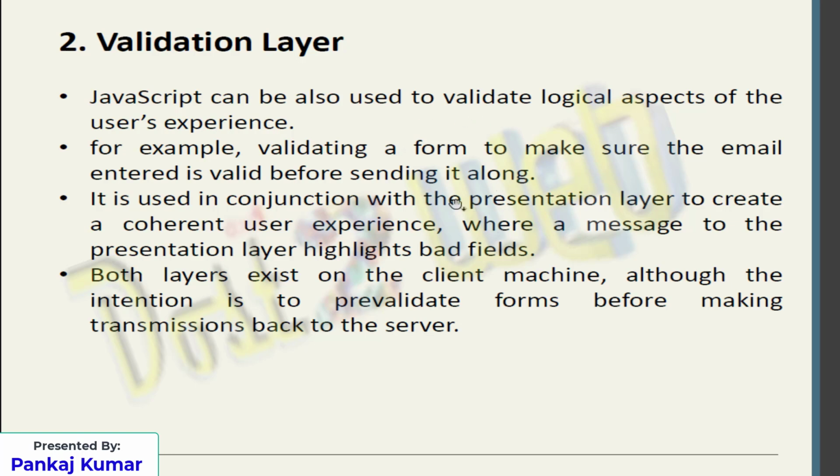So that's why it is called the conjunction between these two. And both layers exist on the client machine. That means it is not going to the server side. The validation will always happen on the client machine, that means the user's machine, our system. And the intention is just to pre-validate forms before making any submission. Before you submit, it will happen this way. That is the validation.